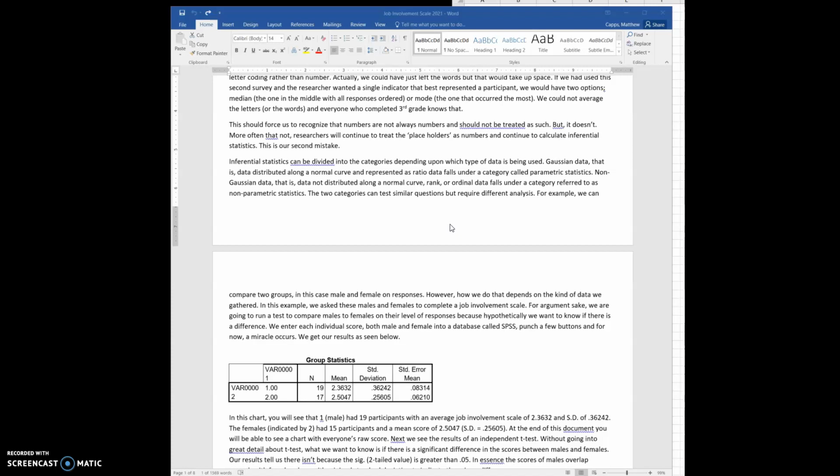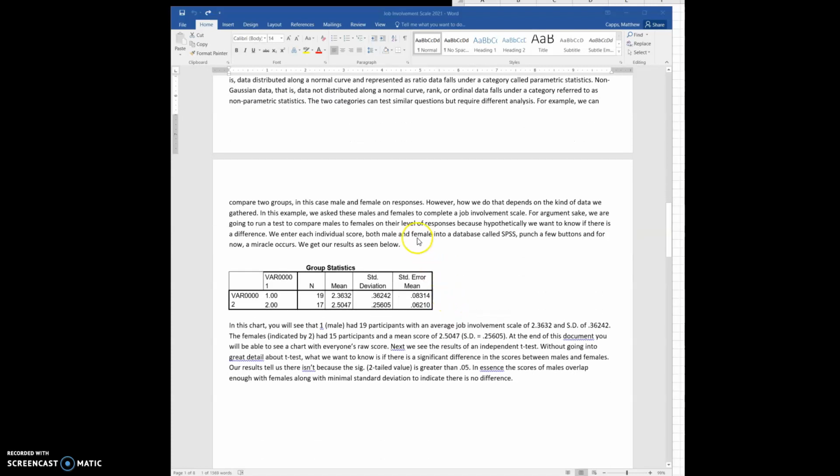But this also, sorry, that's my cell phone, happens along with rank or ordinal data. And what I mean by rank data is, did you finish first, second, third, fourth, eighth, 100th? Or ordinal data means it is categorical. That's survey data. Strongly agree, disagree. And those fall under a group of tests called non-parametric statistics. Those two types of groups, the parametric and non-parametric, test similar questions, but they require different analysis.